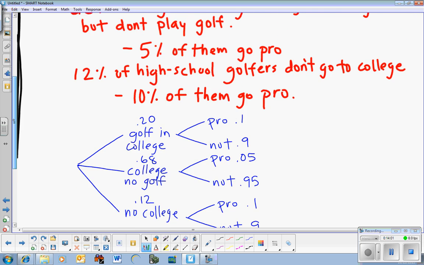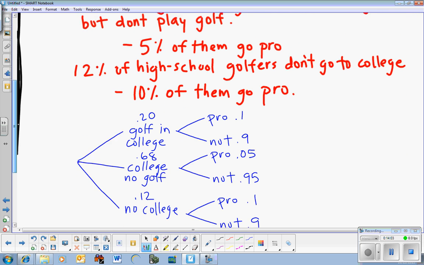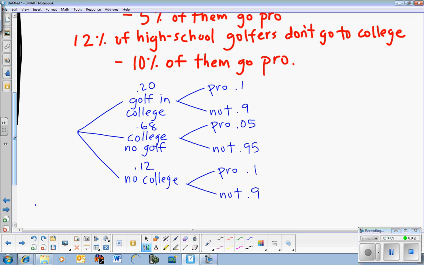Maybe they were so good they didn't even need to play in college, like LeBron or Jordan Spieth. Some of you know who that is. So anyway, if I want to know what's the probability that you went pro, there's 6 things that can happen here. You go to college and play, and you go pro. Right? That's 0.2 times 0.1. You go to college and you don't make it pro. You play in college and don't make it pro. All right, that's 2 outcomes.